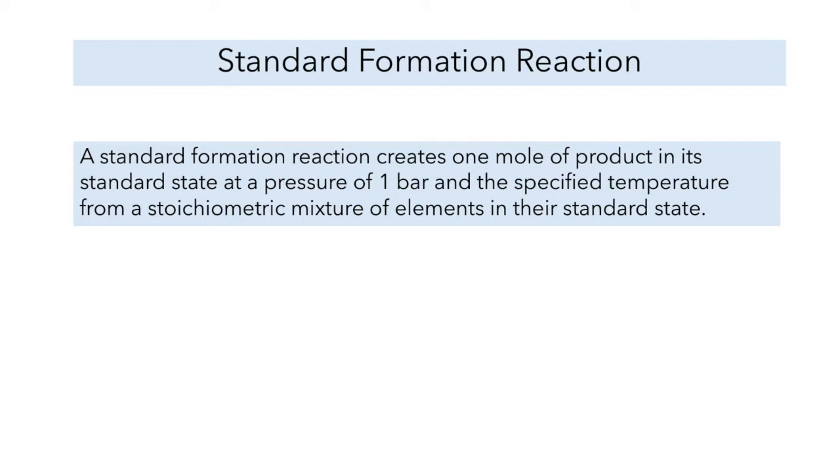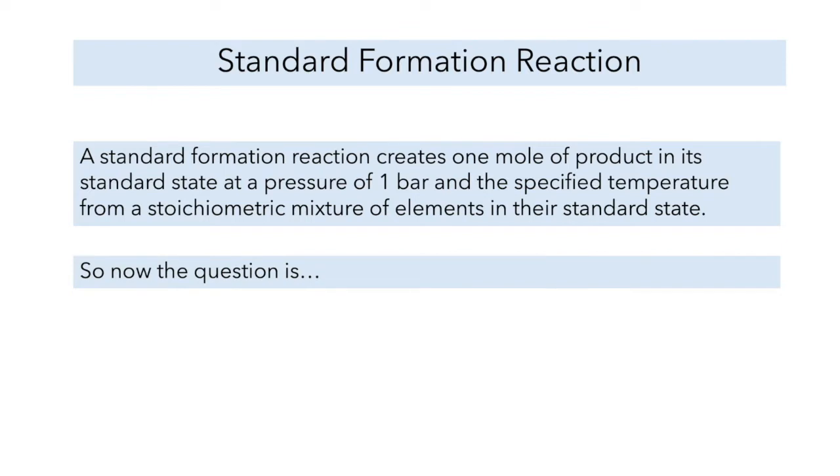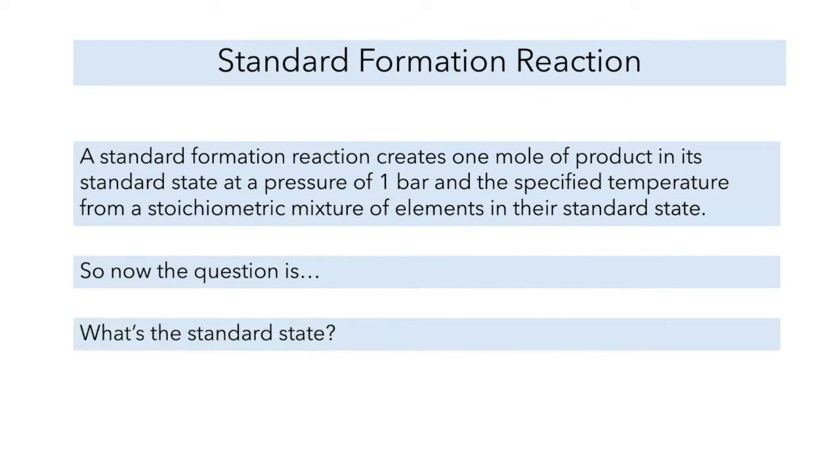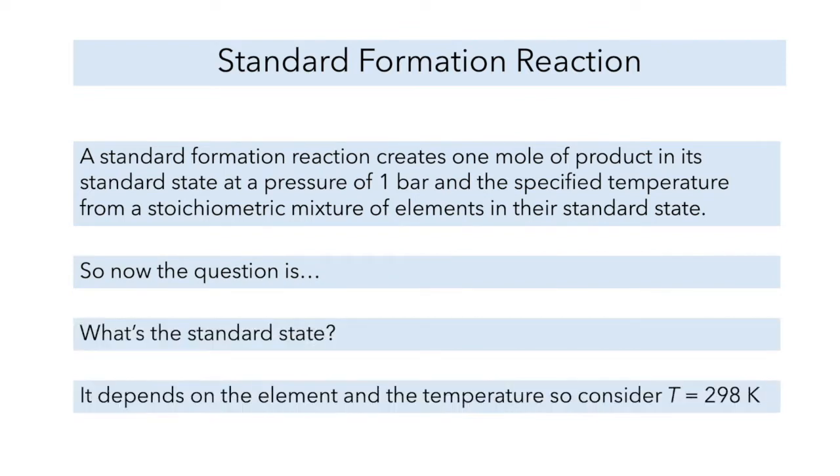And you do that from a stoichiometric mixture of reactants, and those reactants are elements in their standard state. So now the question is, what's the standard state? And of course, that depends on the element and the temperature. So let's consider standard ambient temperature of 298 Kelvin.